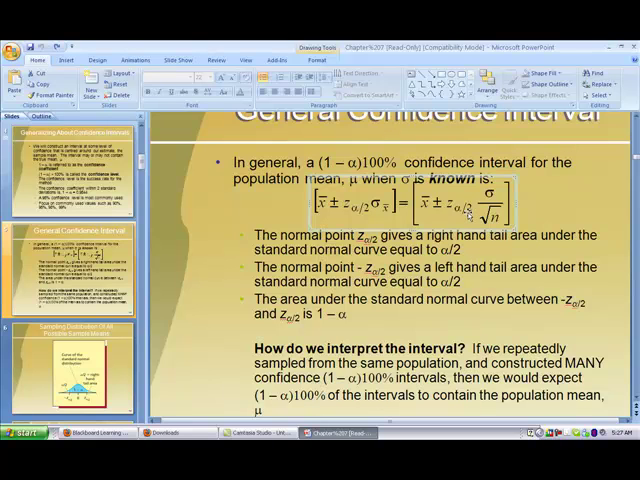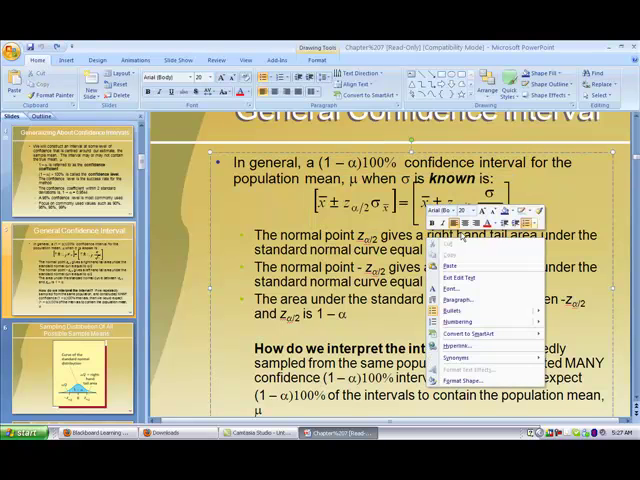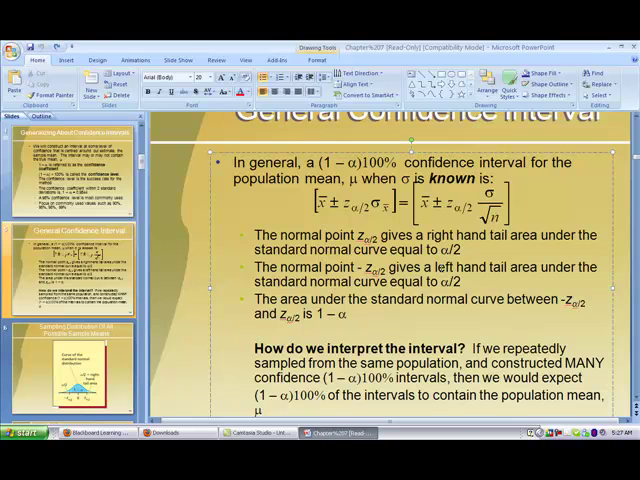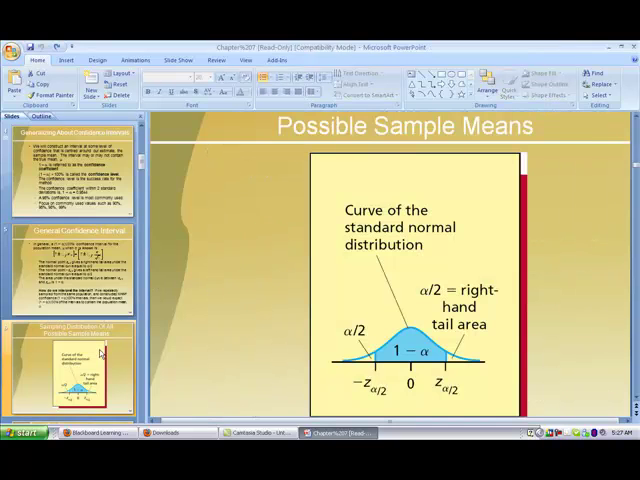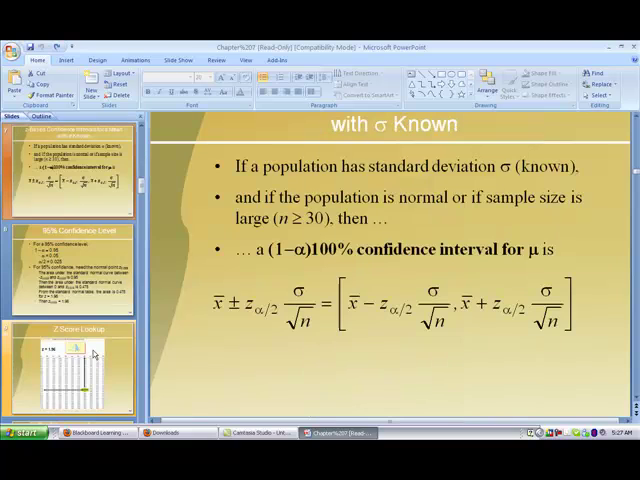Now, some of you might be wondering why we're doing alpha divided by 2. That's because we want to get the right hand tail and the left hand tail, the two different tails, which is shown by the plus or minus here. So let's see what it looks like on a graph. To reiterate, the alpha divided by 2 is the right hand area right here, and the left hand area. This is where the plus and minus come into play, and using those two, we're going to find the confidence interval.